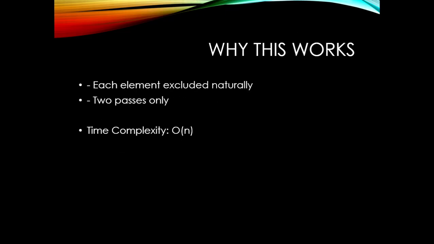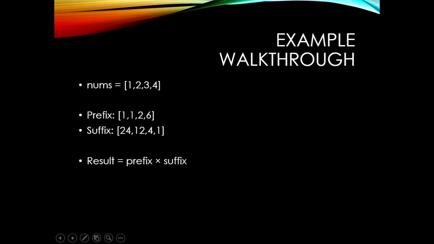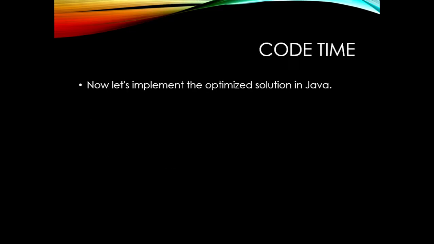So let us go through the example once again. We have an array called nums having elements 1, 2, 3 and 4, and we have calculated the prefix array having elements 1, 1, 2 and 6, and the suffix array having elements 24, 12, 4 and 1. We multiply both of the arrays to get the final answer. Now let us switch to LeetCode and code the optimized solution.